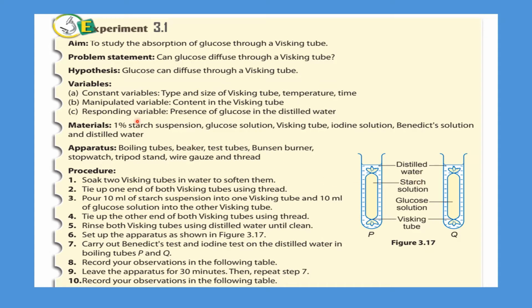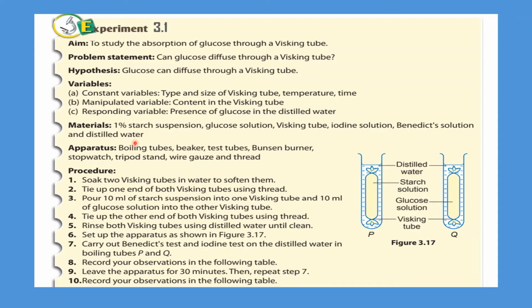Look at the variables here. Constant variables, or fixed variables: the type and size of Visking tube, and the temperature and time. Manipulated variable: the content in the Visking tube, because we have two Visking tubes, P and Q. This is a boiling tube, and there are Visking tubes with different contents. Responding variable: the presence of glucose in the distilled water.